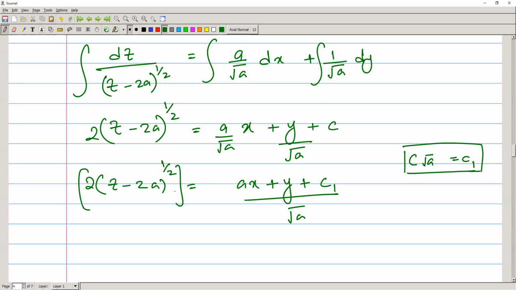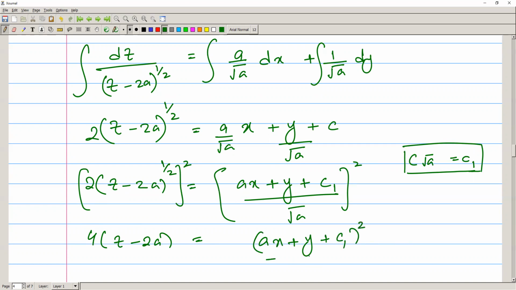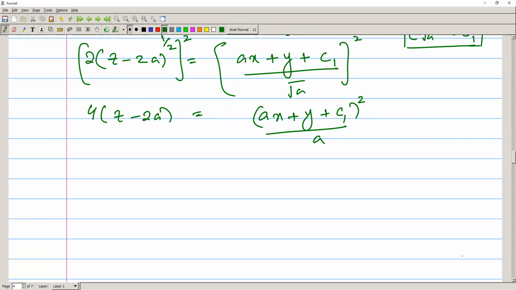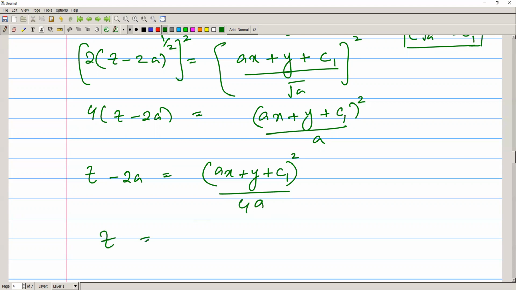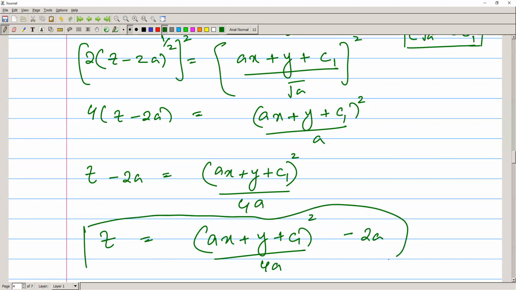So now we can square both sides. Right, so we'll get 4 times z minus 2a is equal to (ax plus y plus c1) squared over a. Right, so now z minus 2a will be equal to (ax plus y plus c1) whole squared divided by, sorry, 4a. And then z will be equal to (ax plus y plus c1) squared over 4a minus 2a. So this is the final answer. So we found z explicitly in terms of x and y, and this is the final answer.